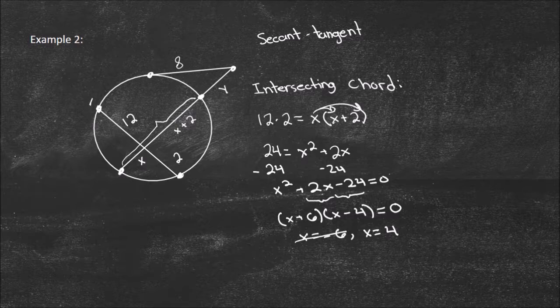And if you think about it, the reason why is because this length can't be negative. You can never have a negative length. That just doesn't make sense. So it's got to be 4. So x equals 4. Okay, now that's only half the problem.